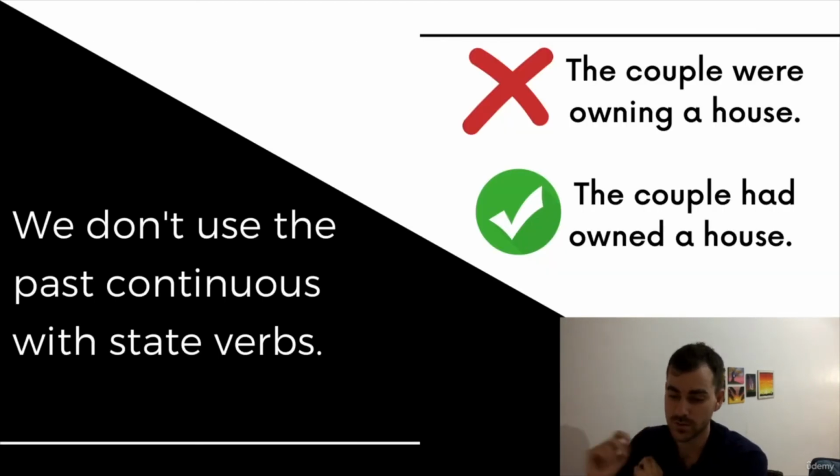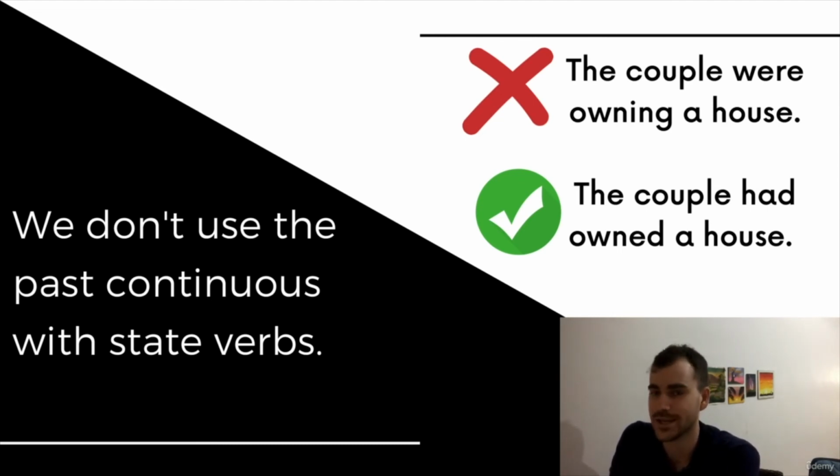We don't use past continuous with state verbs. Here's an example. The couple were owning a house. Does that sound right to you? The couple were owning a house? No. The couple had owned a house. So with state verbs, the continuous tense doesn't really make sense.